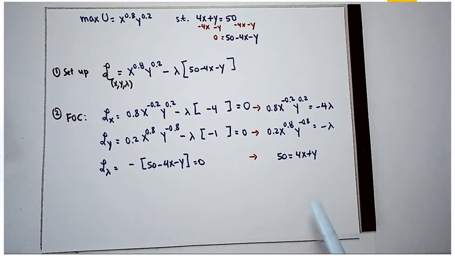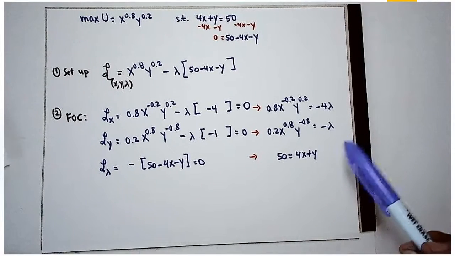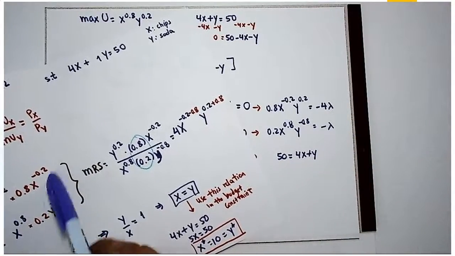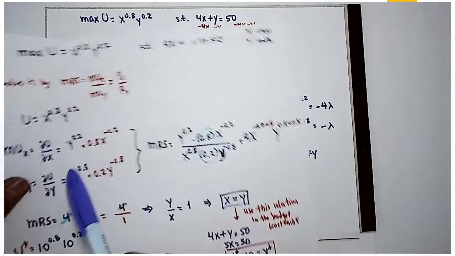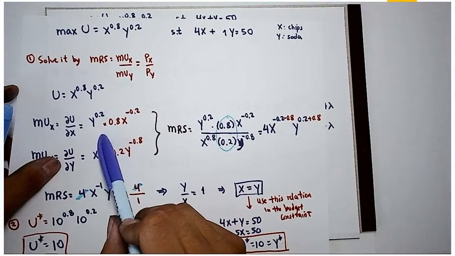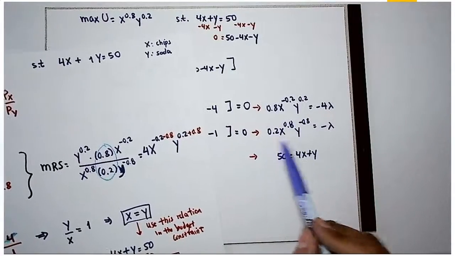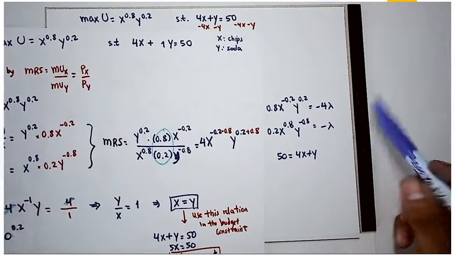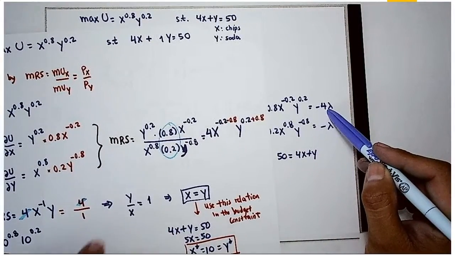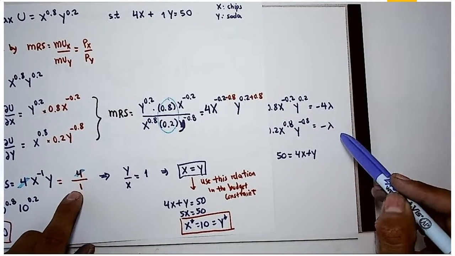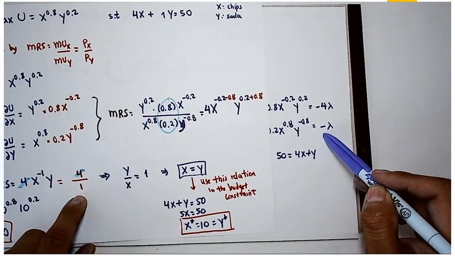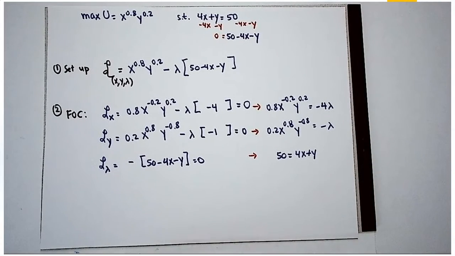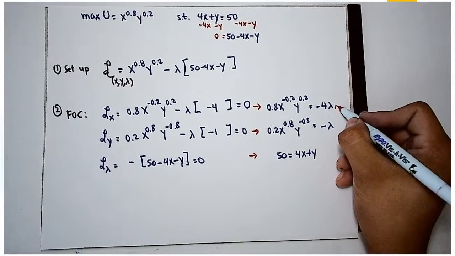If you notice here, this is actually the marginal utility of x, and then this one is the marginal utility of y. Then 4 is the price of x and 1 was the price of y. So indirectly, the Lagrange function gives you that relationship. So let's divide these two in the next page.